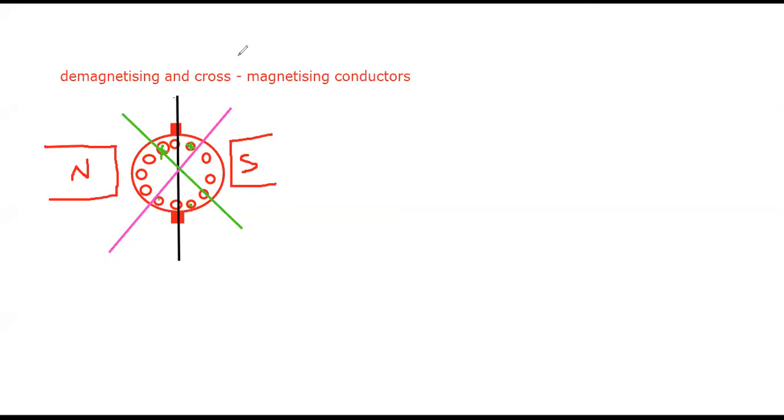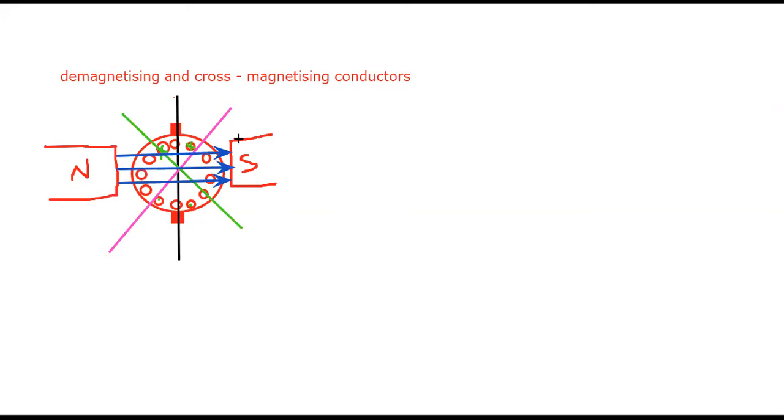The direction of the magnetic field will be from north to south. I will draw it now. The two magnetic fields are there. One is the main field, and its direction is from north to south. So we have the direction of the main field flux from the north pole to the south pole.